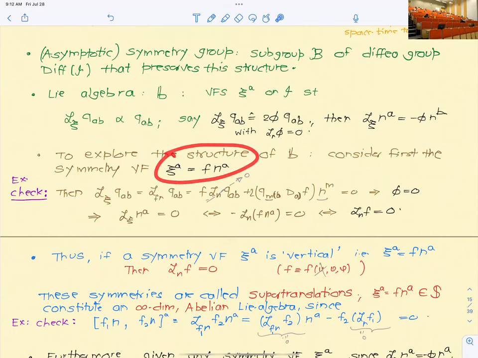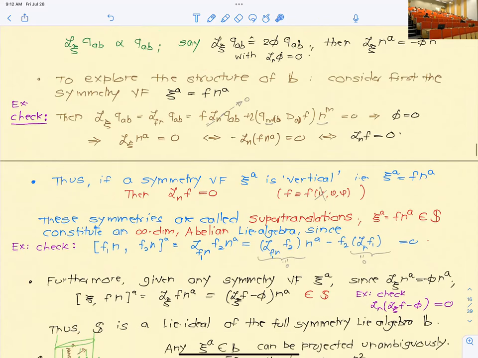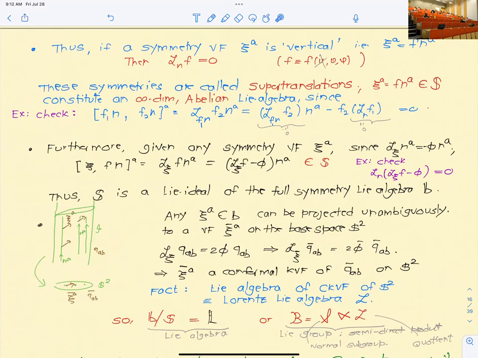And that is our symmetry vector field. So C equal to F times N^A is a symmetry vector field if and only if F satisfies this condition. That is to say, if the symmetry is a vertical vector field, parallel to N, so N is a vertical direction, then Lie_N of F is equal to zero. And these symmetries are called supertranslations. And I'll just denote it by S up here.